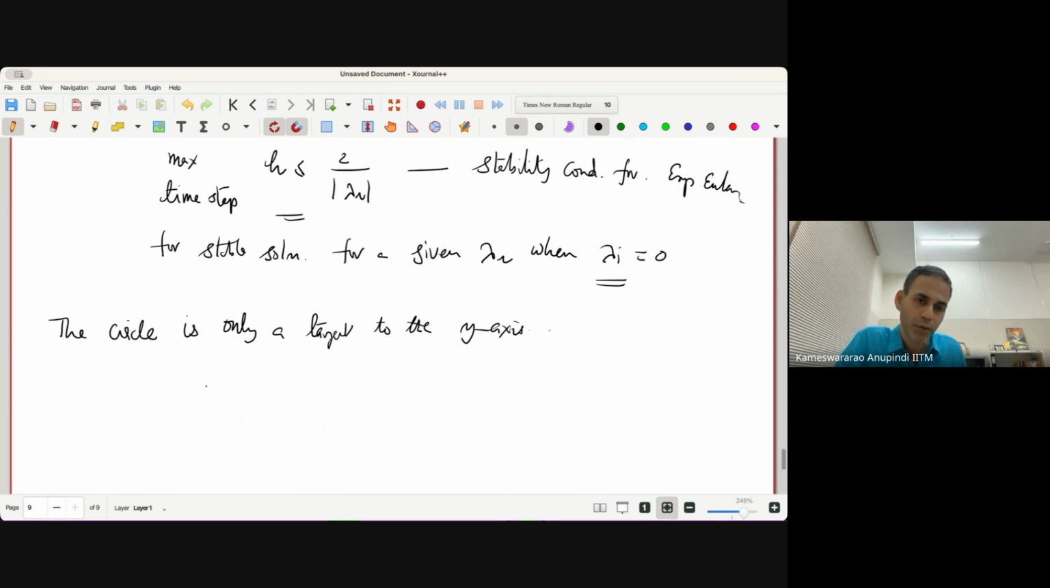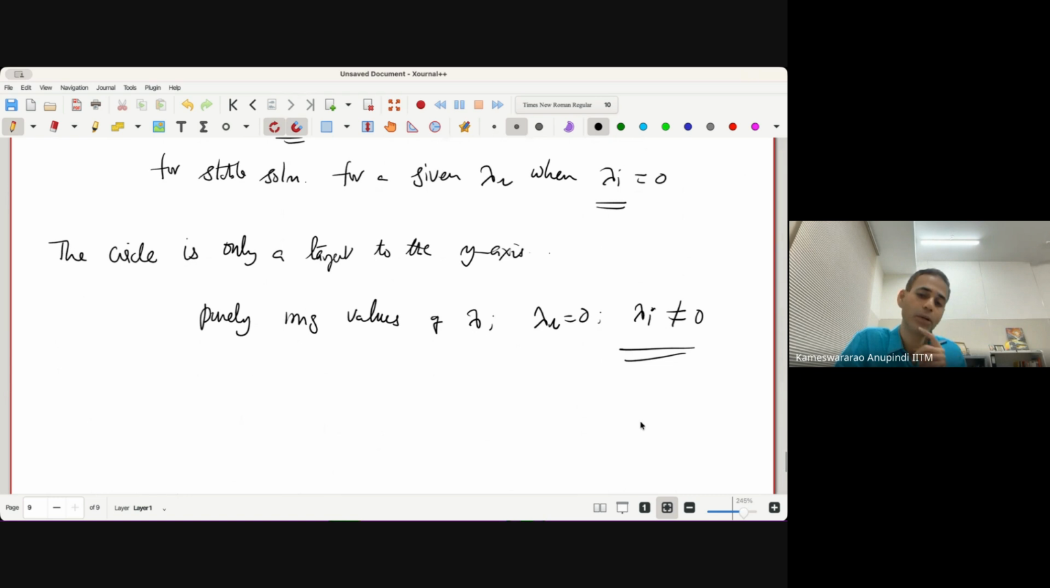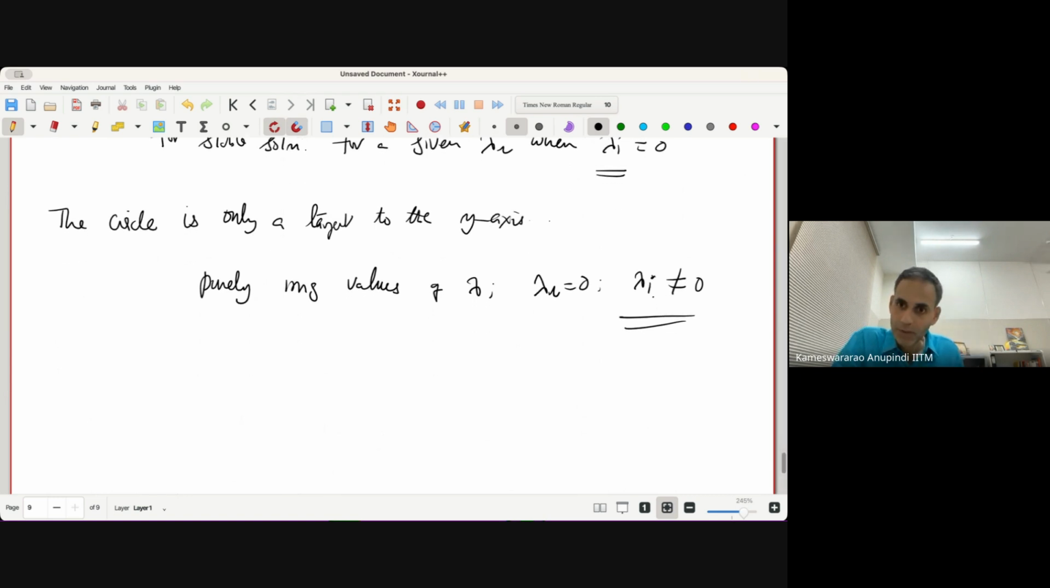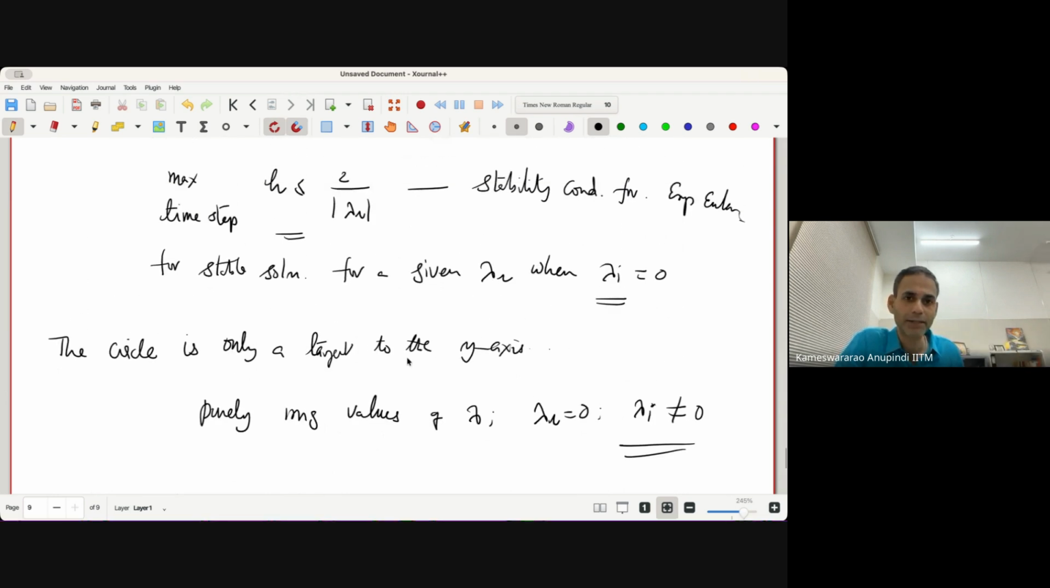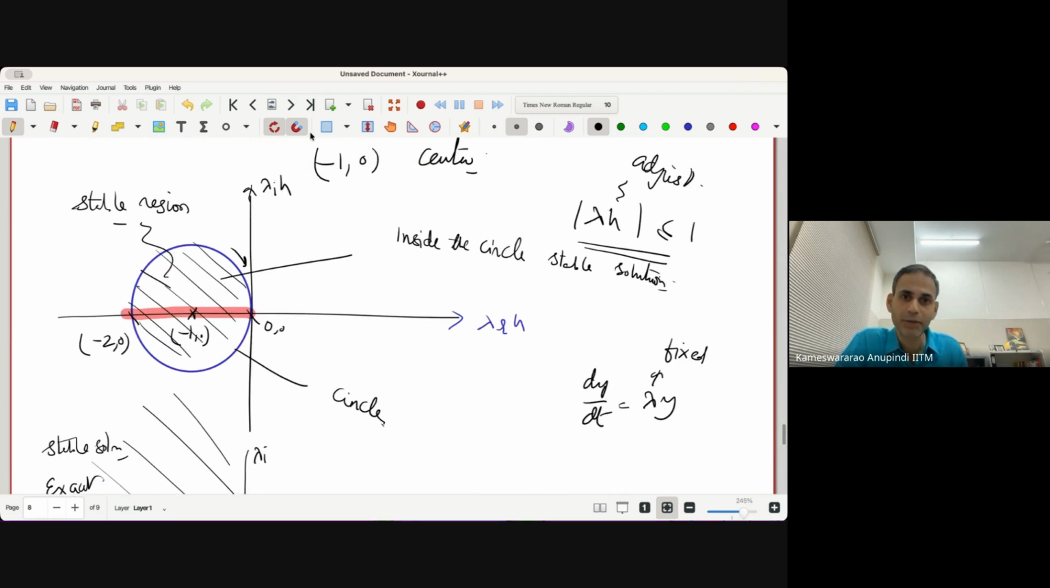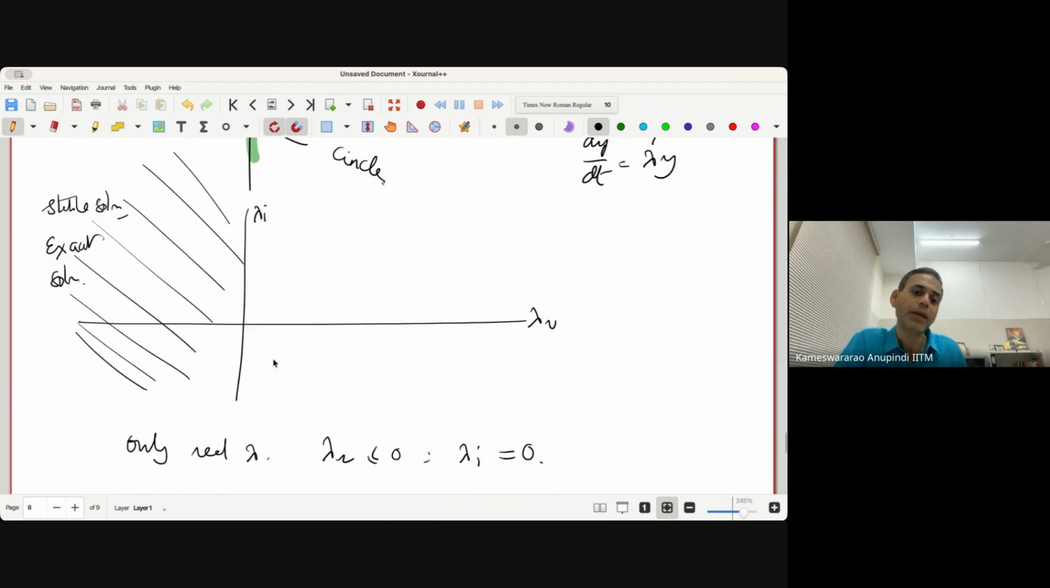That means if you take purely imaginary values of lambda, that means lambda r is equal to 0 and lambda i is not equal to 0, then this is never going to be inside the circle, right? Because it is only a tangent. So the y-axis is not going to be inside the circle. If you take any values on the y-axis, they are not going to be anywhere except 0, 0. Only 0, 0 is going to be inside the circle. Everything else is going to be outside. That means it is not stable.